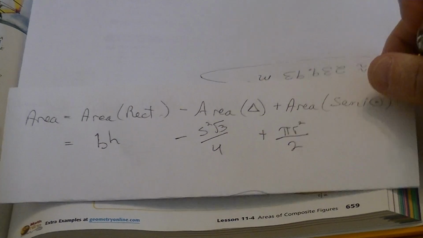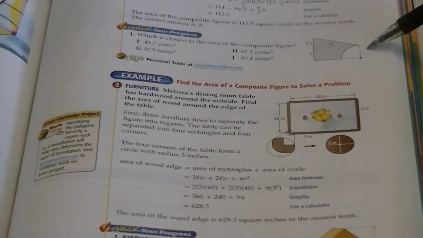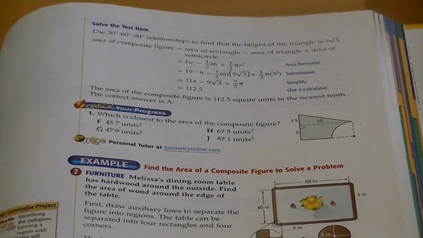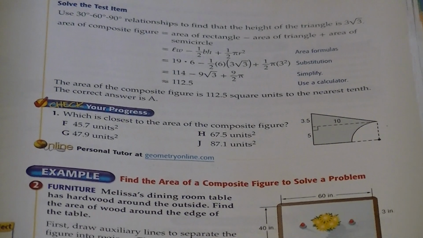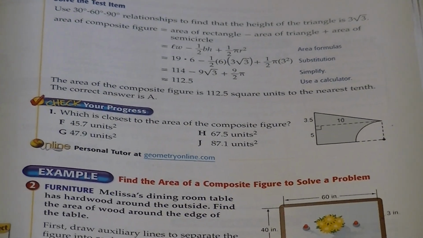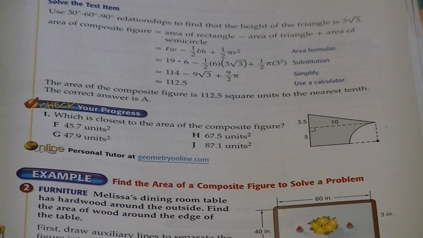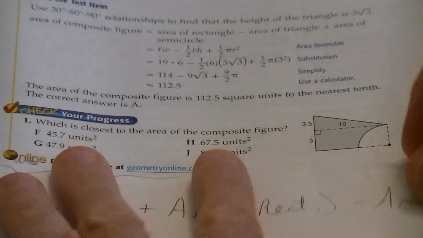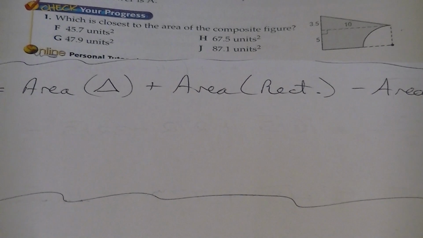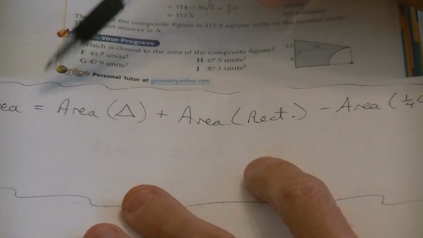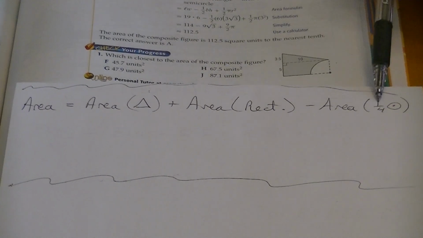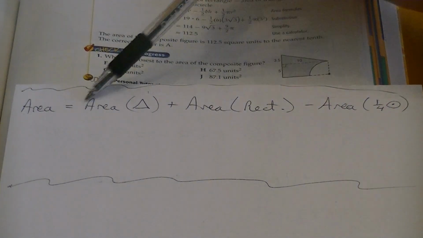So let's look at another example in the book. Can we get a shot of that picture there? That one is made up of a triangle, a rectangle, and then a quarter of a circle that's been subtracted. Here's how I want you to show your work. The area is going to equal the triangle's area plus the rectangle area minus the quarter of the circle. That's going to be your first line.